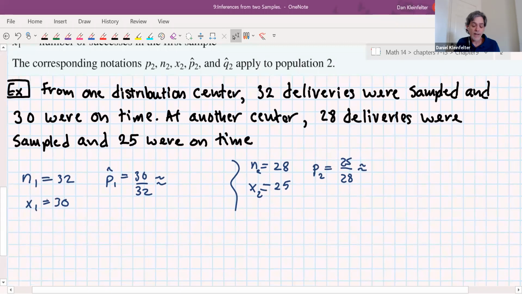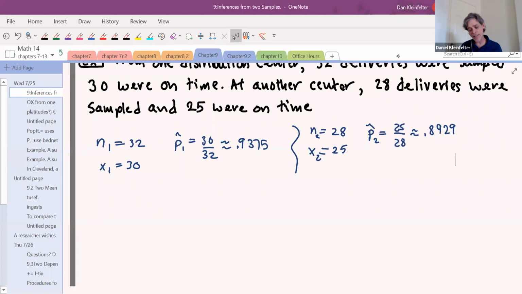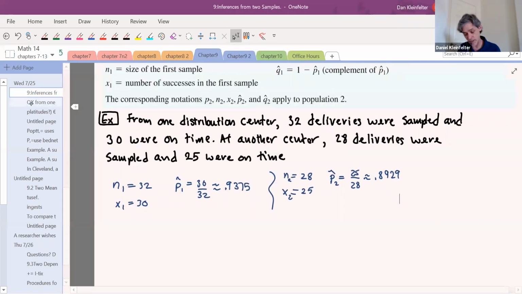Okay, so we can look at the sample size for each of the two samples. That's the N1 and N2. The number of successes, in this case, it's on-time deliveries. Those are going to be the X1 and X2. And then the proportion, X1 out of N1 or X2 out of N2, are going to be our P1 hat and P2 hat. Okay, so let me give you some decimals for those two proportions. All right, so as decimals, for the first one, it works out to be 0.9375, and for the second one, about 0.8929. So the two on-time proportions of deliveries.